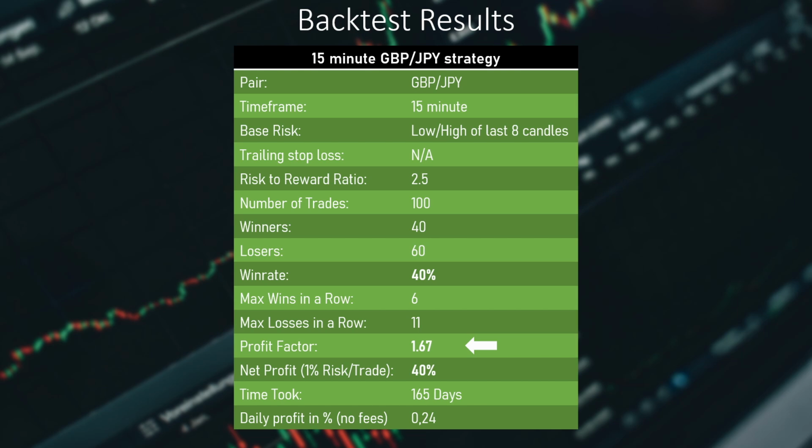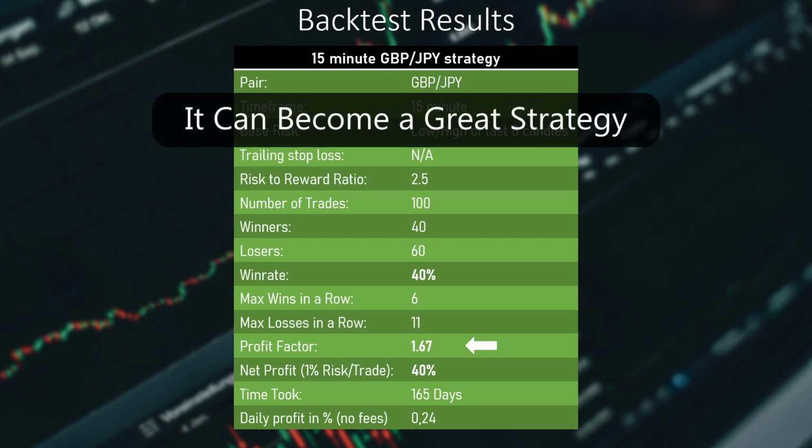So altogether, I would not recommend trading this strategy in its current state. But after changing some parameters, adding a few extra rules, and playing around with the trade management, it could become a great strategy. Of course, this is not financial advice, and I am not a financial advisor. Always do your own research.